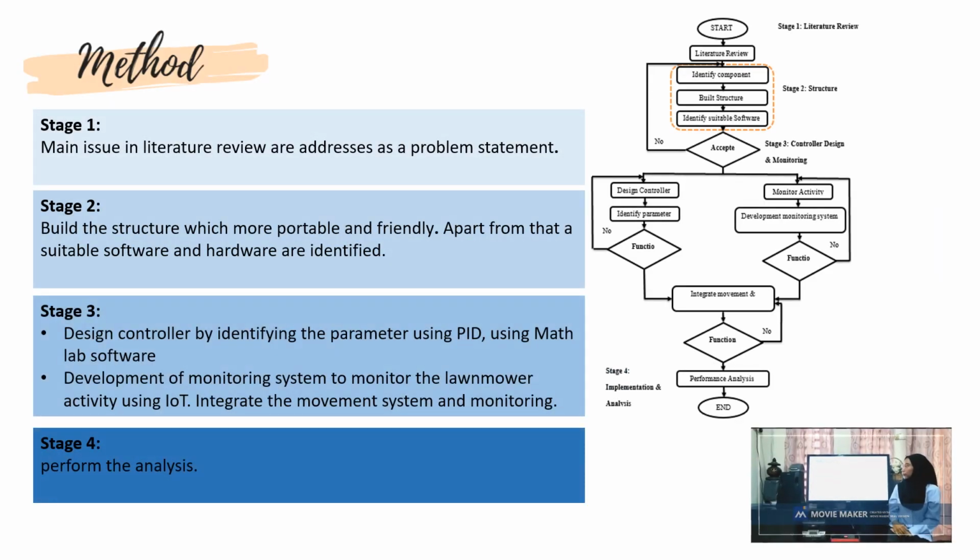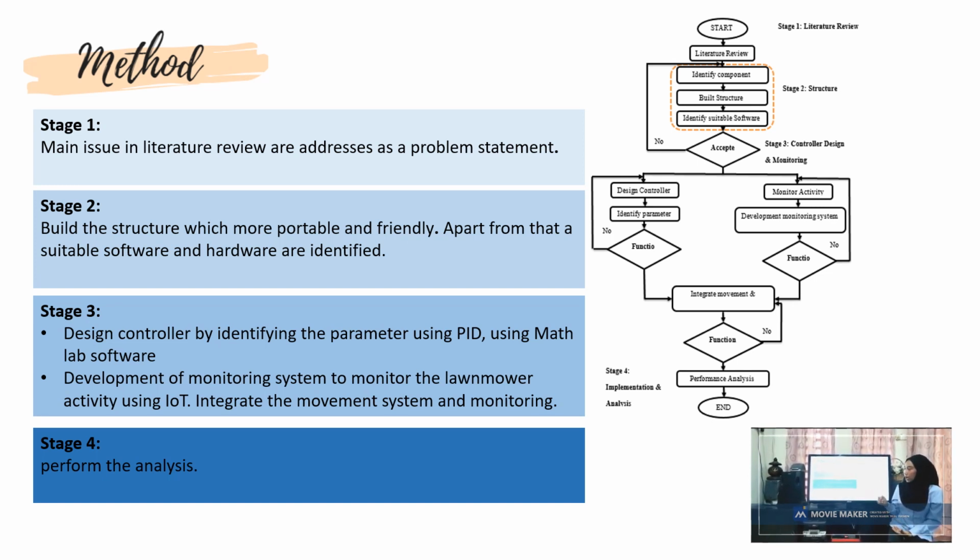Next is the method. This is the flow chart that I used to complete this project. Okay, in the first stage, from the literature review, I will address the problem statement that I have from the previous lawnmower. In stage 2, I start to build and construct a structure which is more portable and user-friendly, and apart from that, I'll choose suitable software and hardware to use in this project.